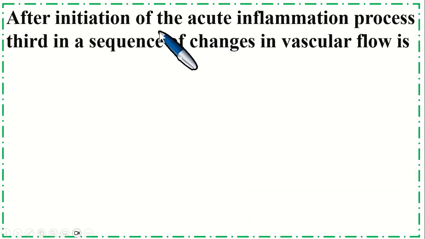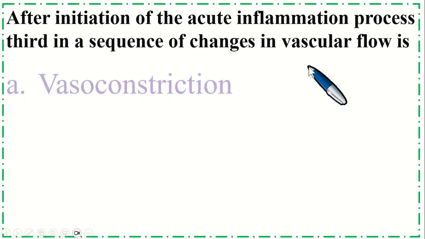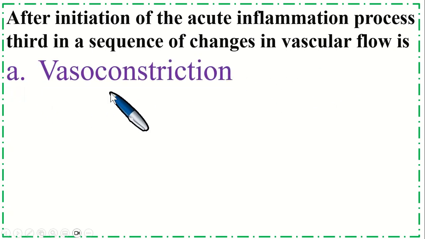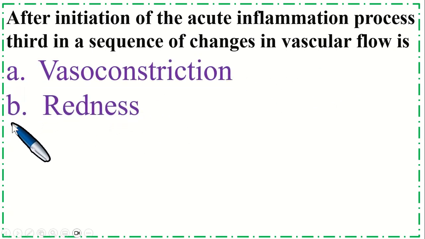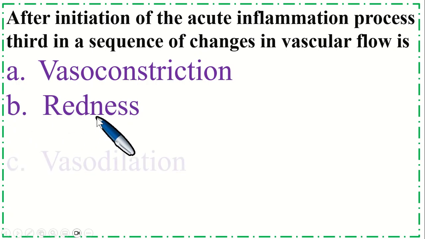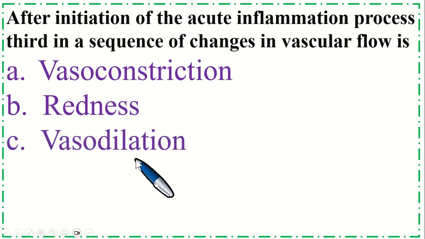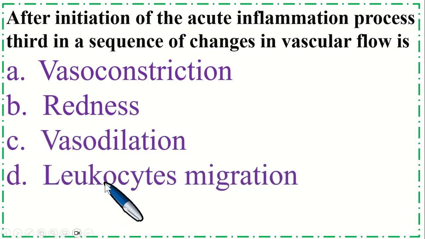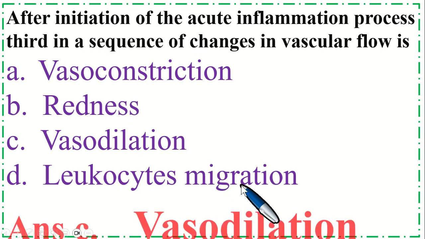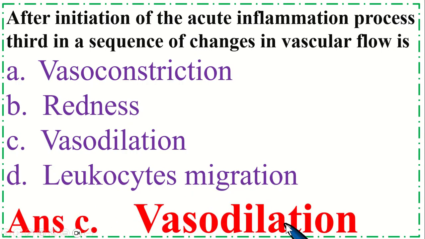After initiation of the acute inflammation process, third in a sequence of changes in vascular flow is option A vasoconstriction, option B redness, C vasodilation, and option D leukocyte migration. So the correct option is C vasodilation.